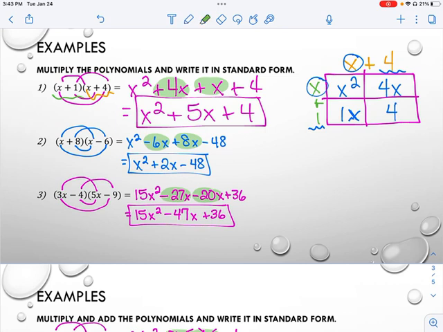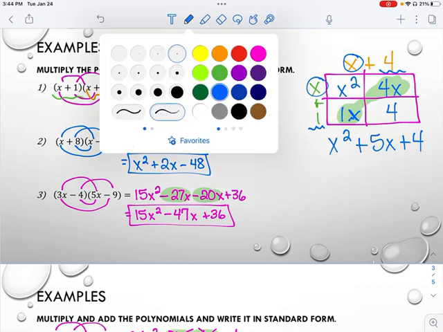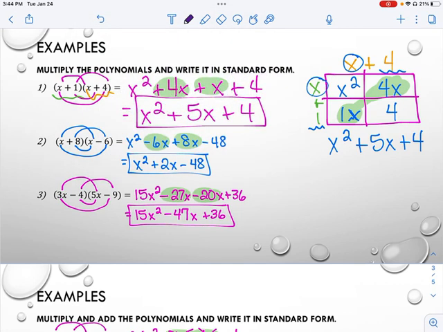Now, the nice thing about this, if you look, your like terms are going to be diagonal from each other almost every time. So we end up with x squared plus 5x plus 4. And notice we get the exact same thing. Okay, so that's just another idea you can look at. Let's try one more just to make sure you've got it down to practice, just in case you want to use it at some point.